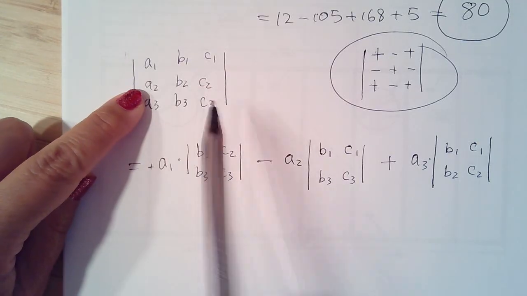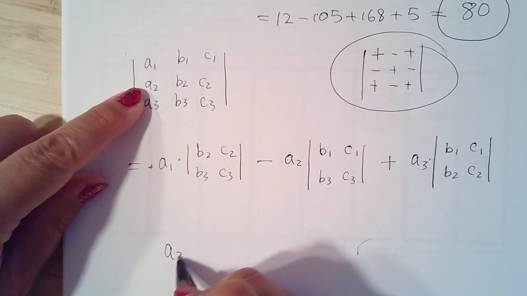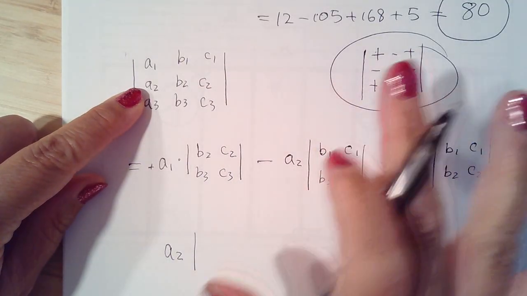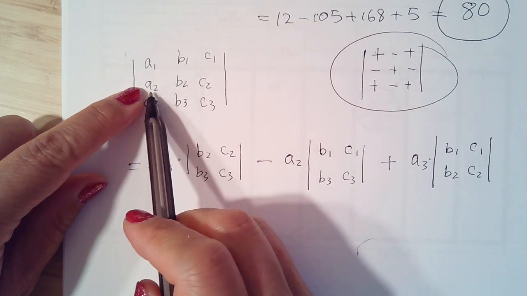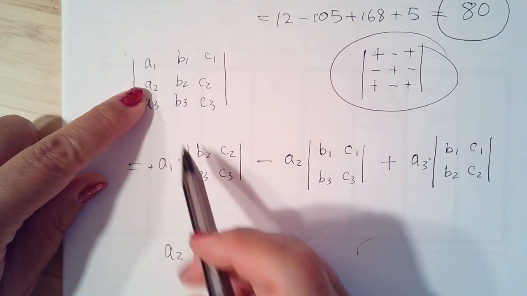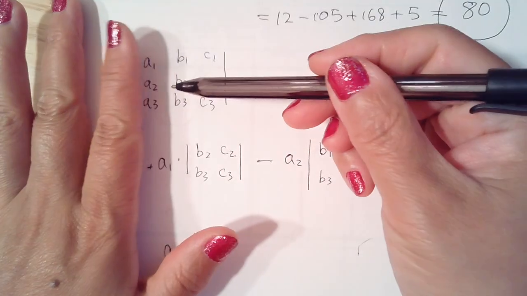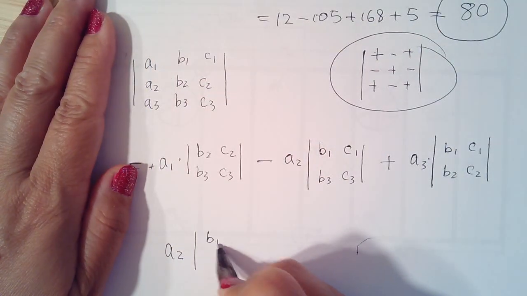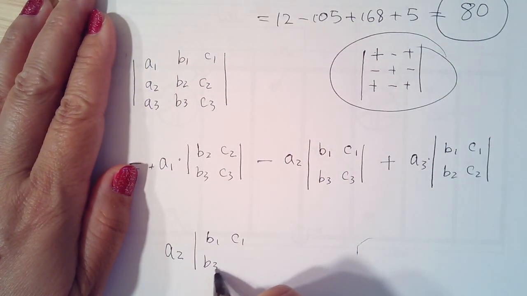if you like to expand by the second row, that will be A2. So you leave the sign, do the sign later. If you want to expand by this, that's going to be A2. You cross out the row and the column that A2 stays. That will be B1, C1, B3, C3.